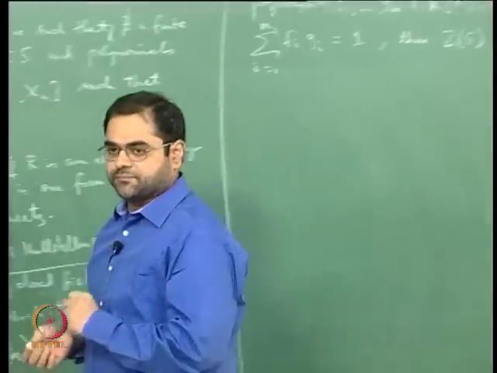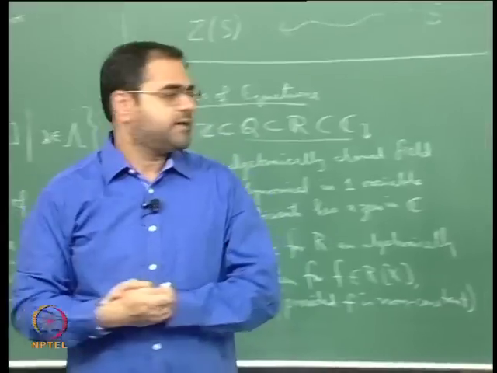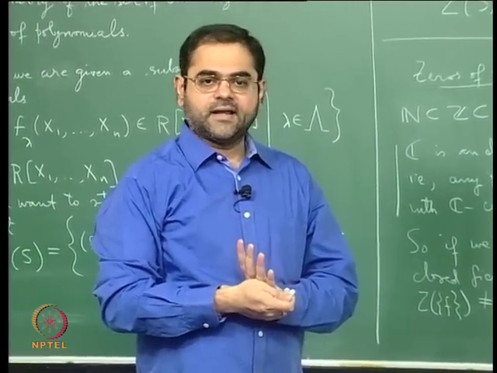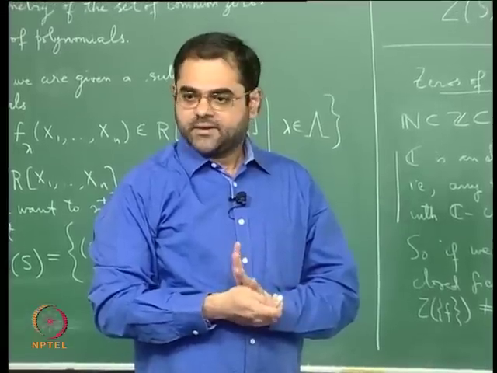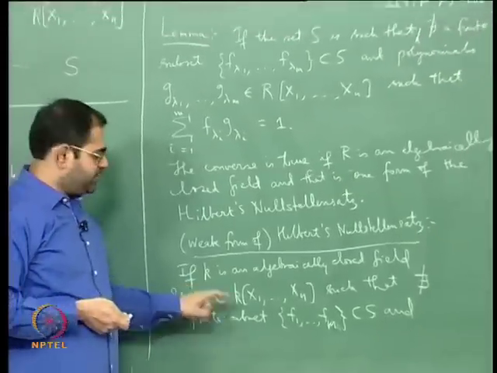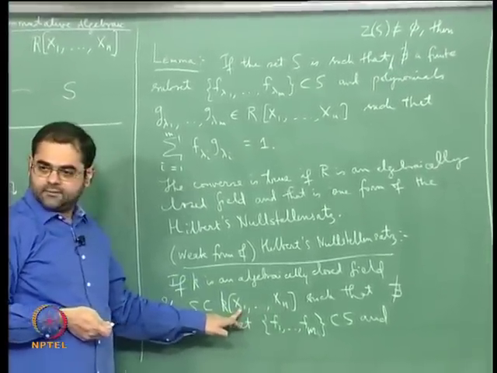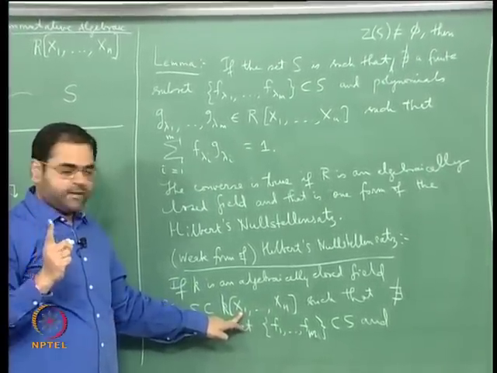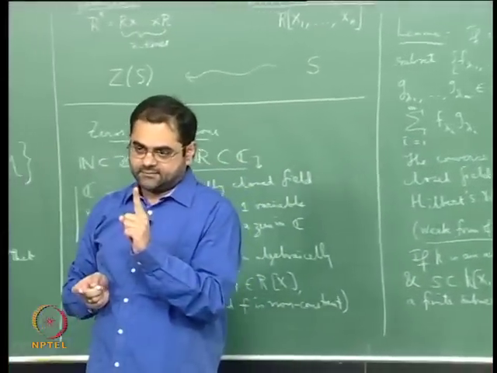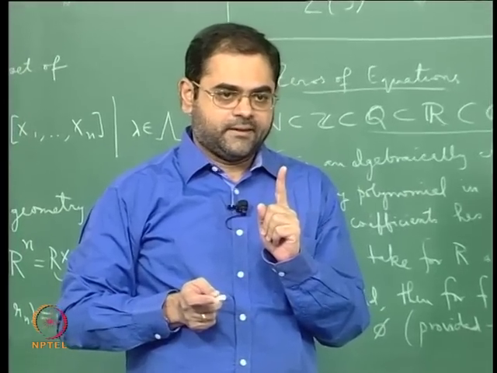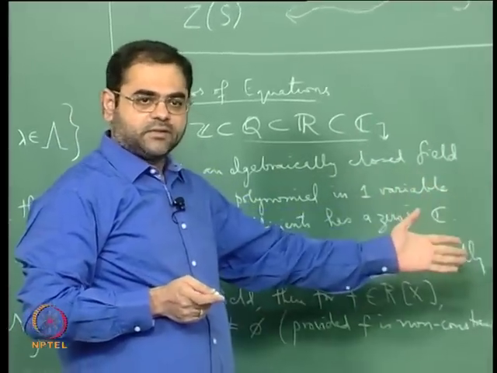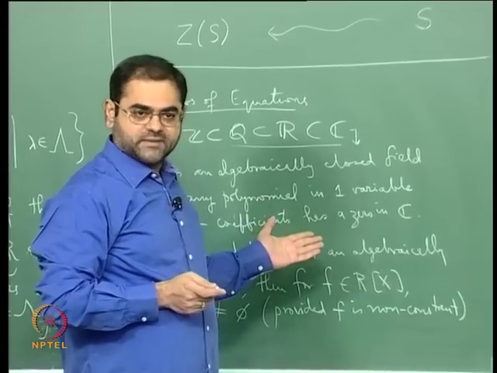You can find solutions. See, what you must understand is that the Hilbert Nullstellensatz is a grand generalization of the property of being algebraically closed. If I put small n equal to 1, then I am looking at polynomials only in one variable, and if I take the subset S, capital S, to be a singleton set, then this statement is obviously true for an algebraically closed field.